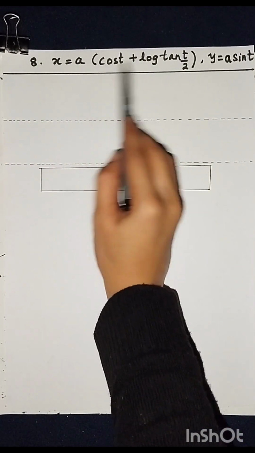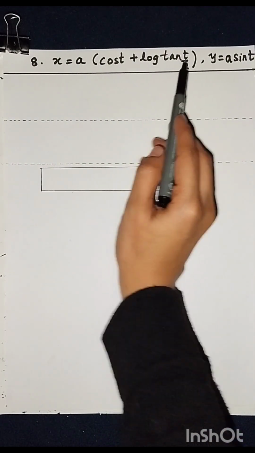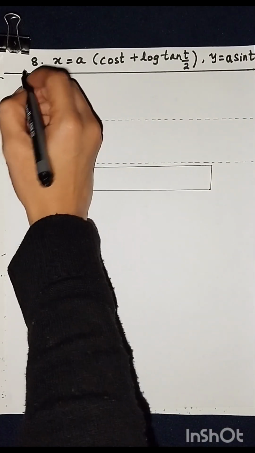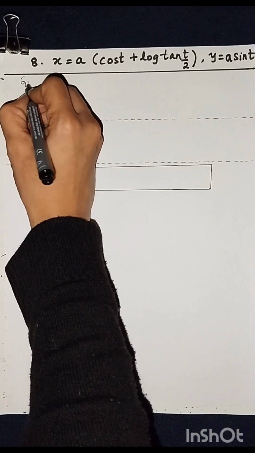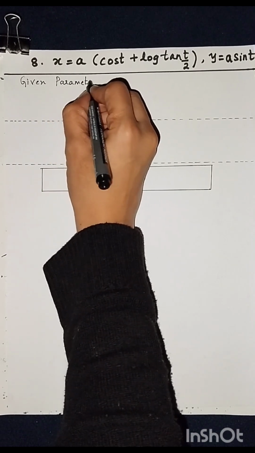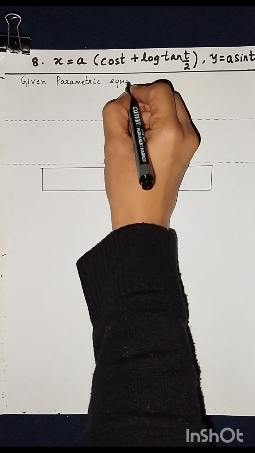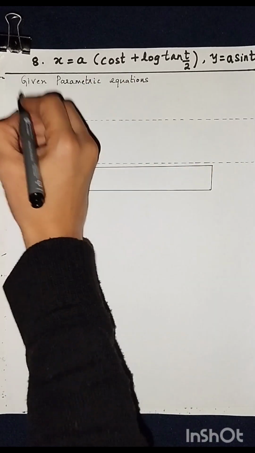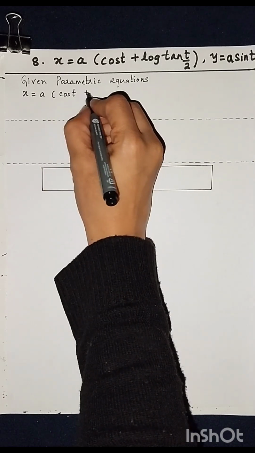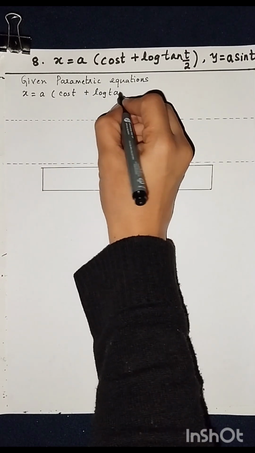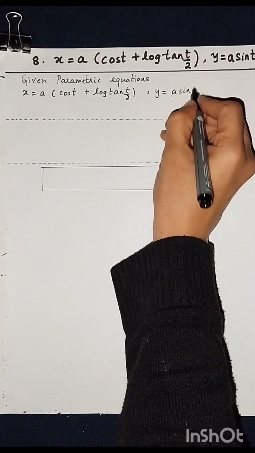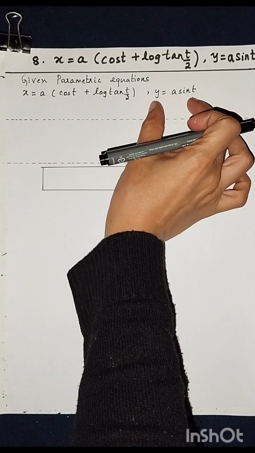x is equal to a times (cos t plus log tan t by 2), y is equal to a sin t. So let us write the first step. Given parametric equations, x is equal to a times (cos t plus log tan t by 2), y is equal to a sin t. So these two are the parametric equations.